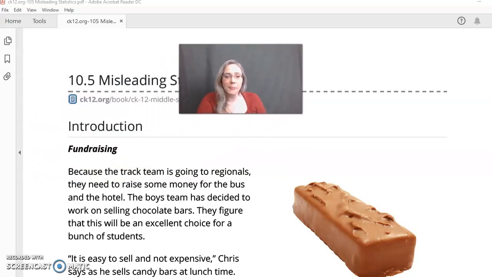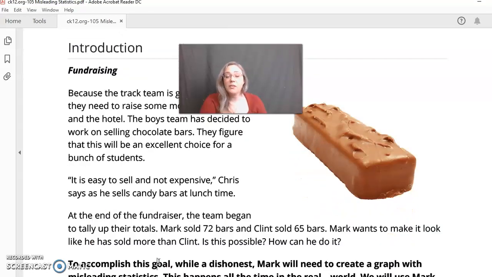Misleading statistics. So here's an example, fundraising. Because the track team is going to regionals, they need to raise some money for the bus and the hotel. The boys team has decided to work on selling chocolate bars. They figure that this will be an excellent choice for a bunch of students. Easy to sell and not expensive, says as he sells candy bars at lunchtime. This is not true. Parents hate these because they end up buying all the chocolate.